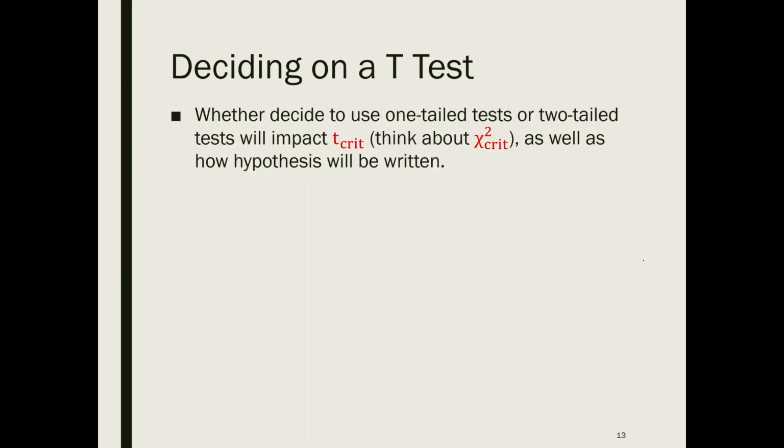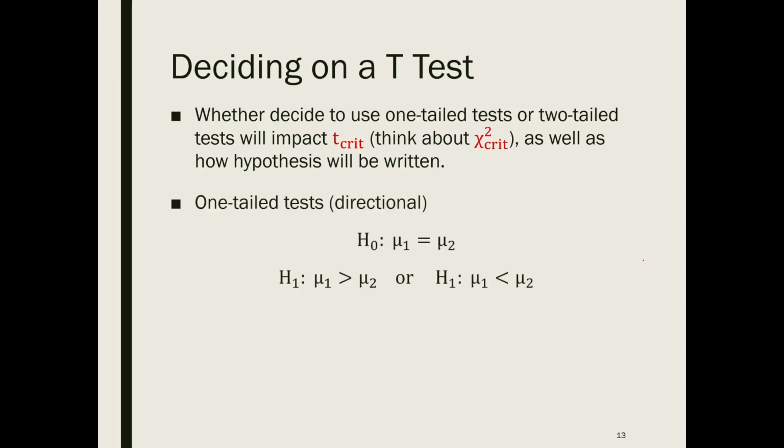Okay. So whether you decide to use a one-tailed or two-tailed test will impact the t-critical, just like the chi-square critical. It is used in step 3, where we compare it to the t-obtained, just like chi-square obtained. Okay, and it also affects how the hypothesis will be written.